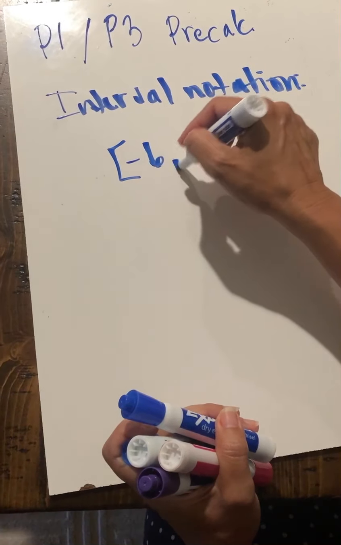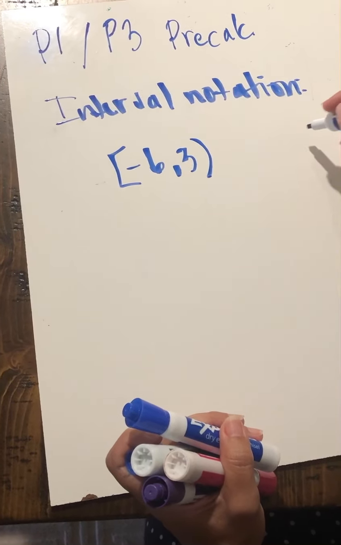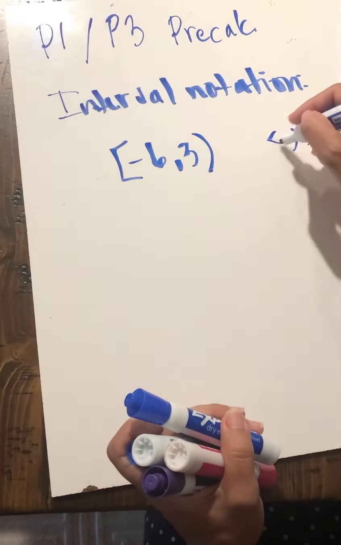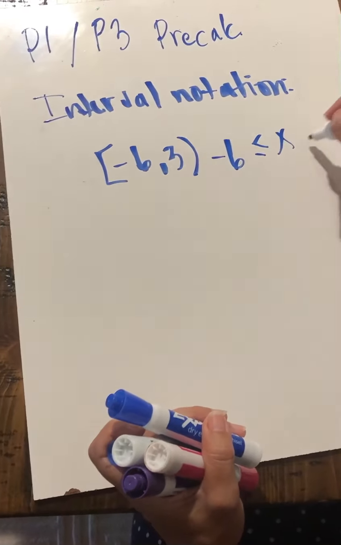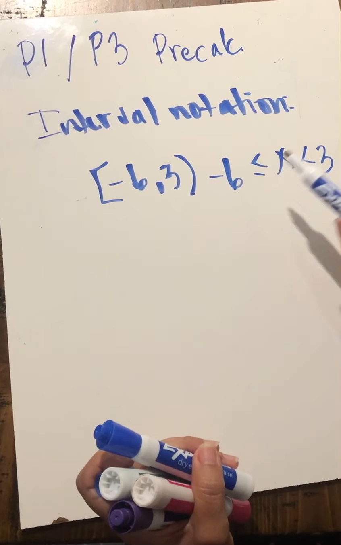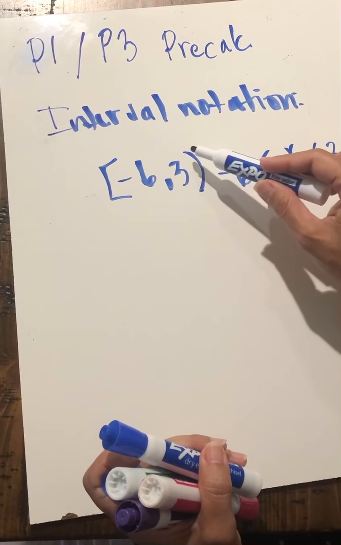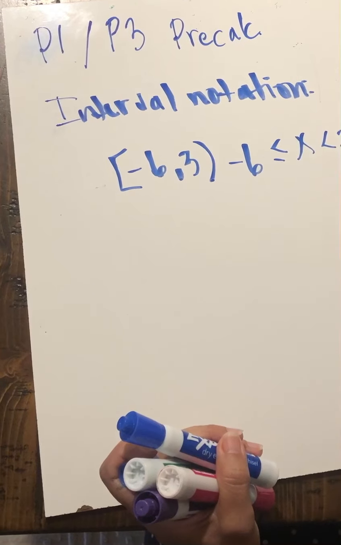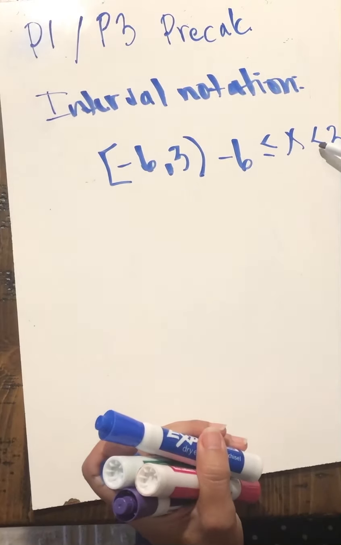Bracket -6, comma 3 parentheses. So this converts to values for x that are greater than or equal to -6 and less than 3. So if it has the bracket, you'll have the equal to part. If it just has parentheses, it's considered unbounded, and so that will just be the less than.